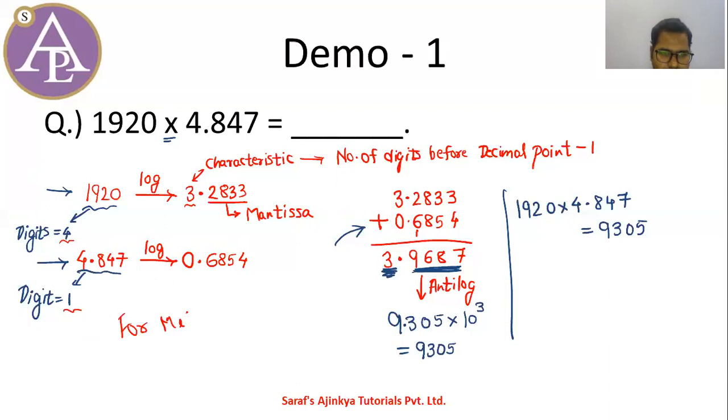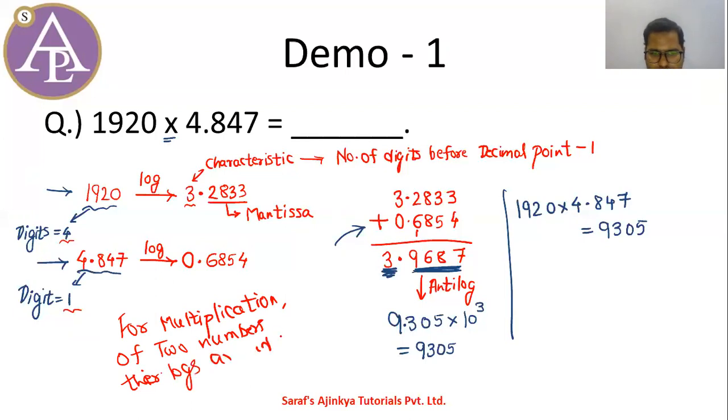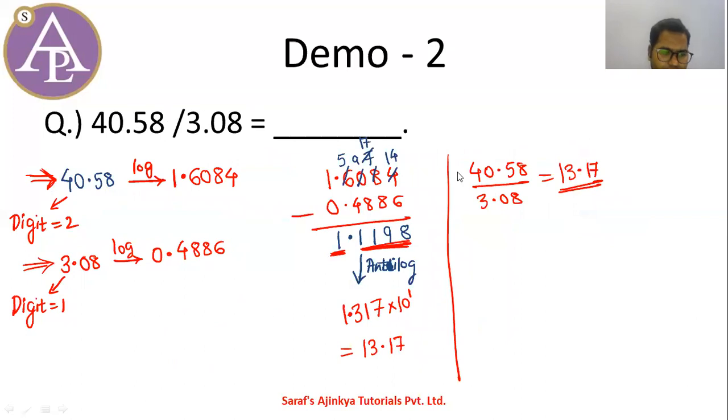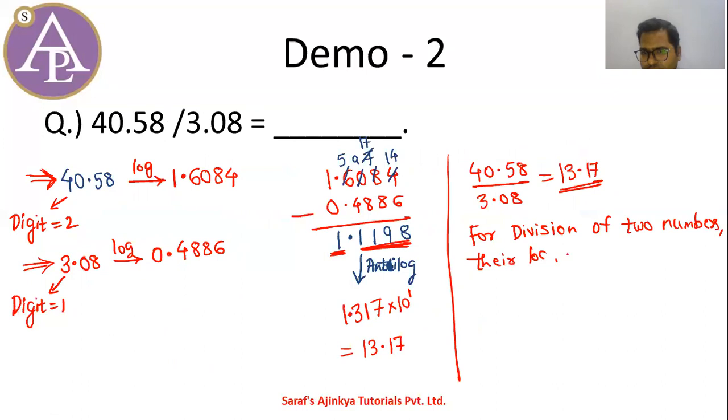For multiplication of two numbers, their logs are added, and for division of two numbers, their logs are subtracted. Correct? So I have told you how to find the log, how to find the anti-log.